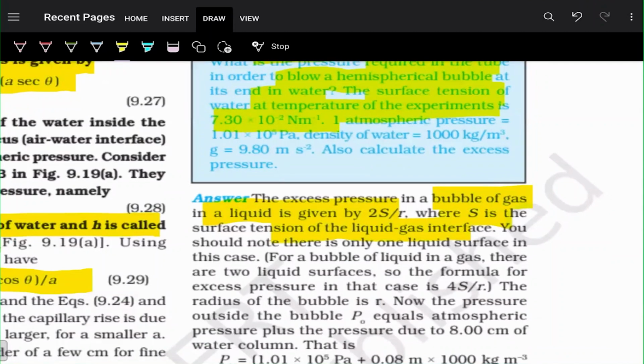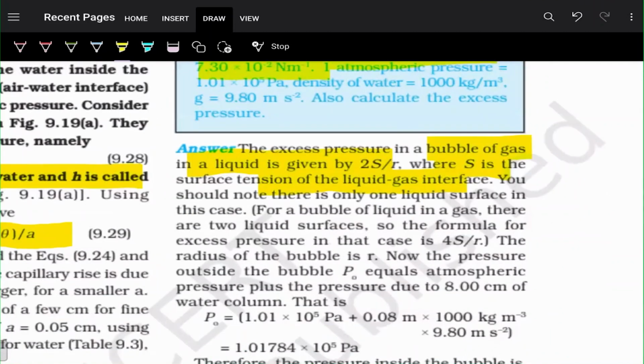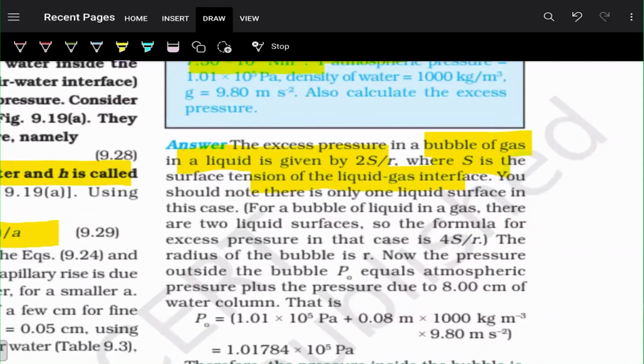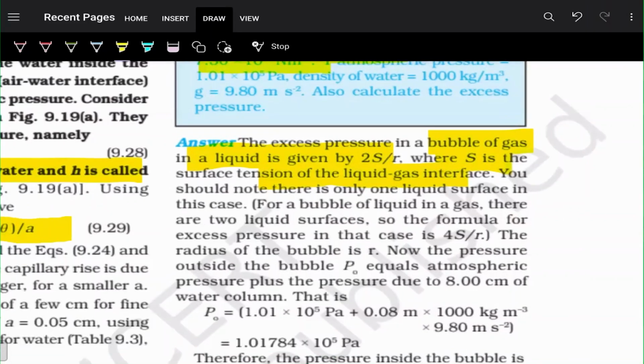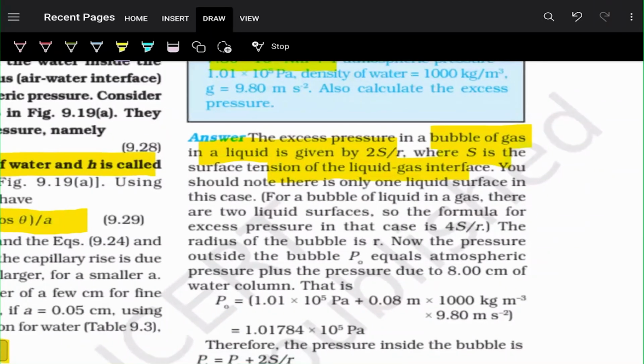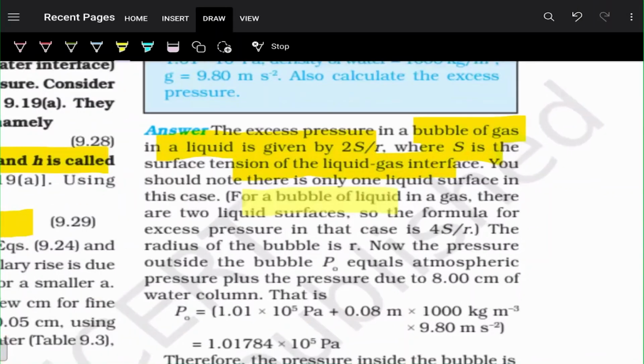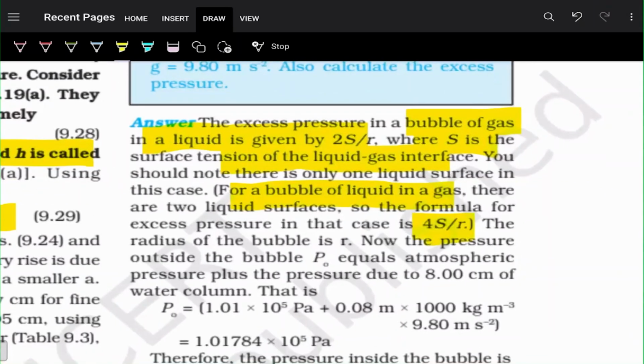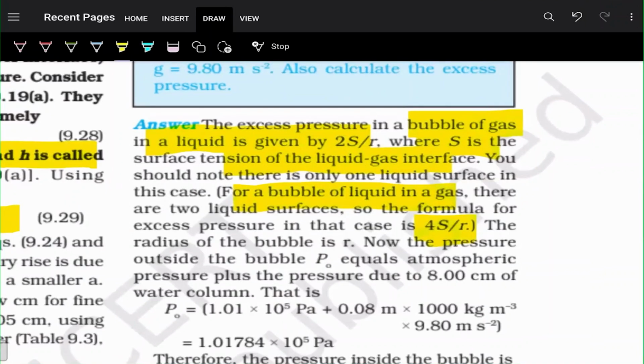For a bubble of liquid in a gas, there are two liquid surfaces. So the formula for excess pressure in that case is 4S by r. For a bubble of gas in a liquid, it is 2S by r only. Okay, that is very important. For a bubble of liquid in a gas, 4S by r. For a bubble of gas in a liquid, 2S by r. The radius of the bubble is small r.